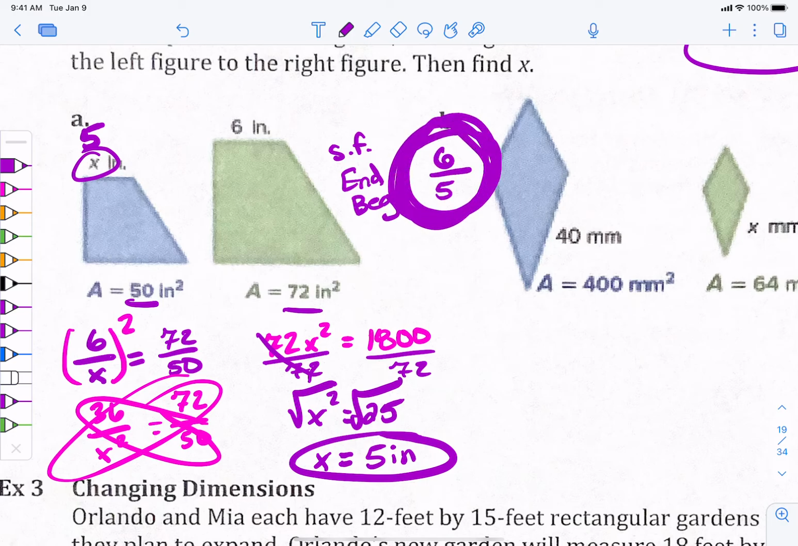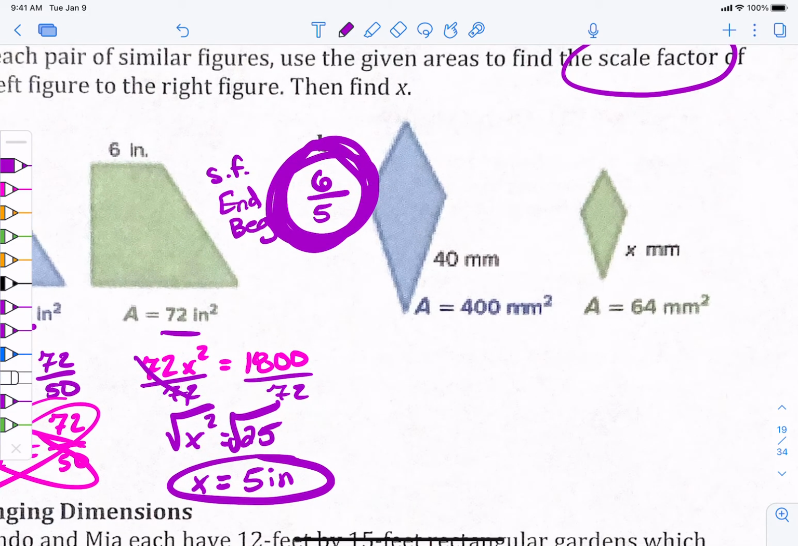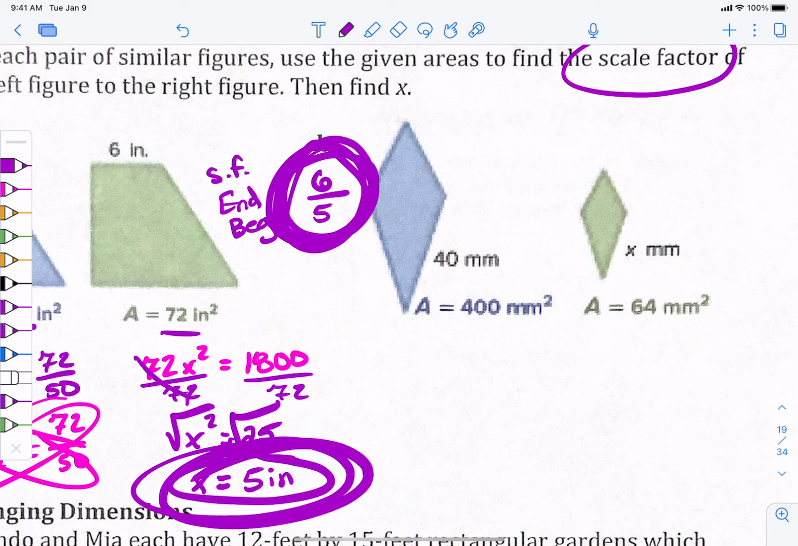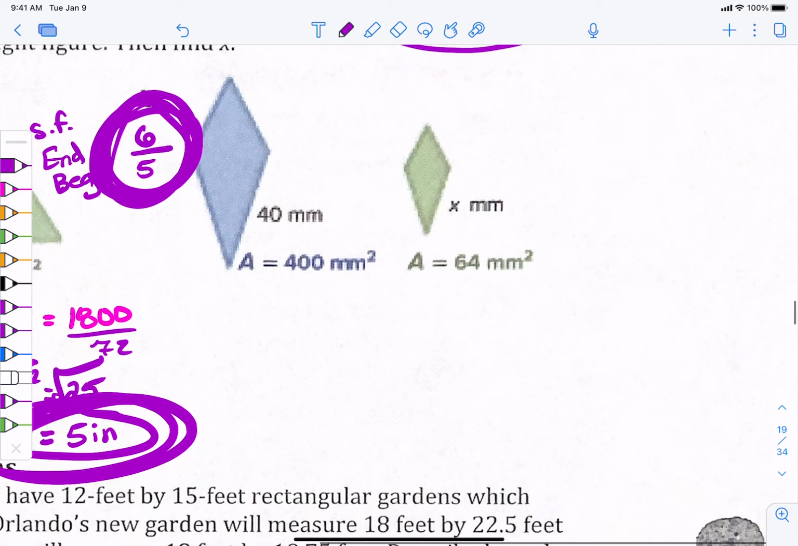So make sure you pay attention. Does the scale factor have units on the end of it? Should this be 6 over 5 inches? No, scale factor doesn't have any units, because if that was feet, it would be the same thing. Okay, so they wanted this and they wanted the scale factor. So pay attention on your homework assignment because they want both. Okay? All right, same thing here. Let's set it up. We're solving for x.